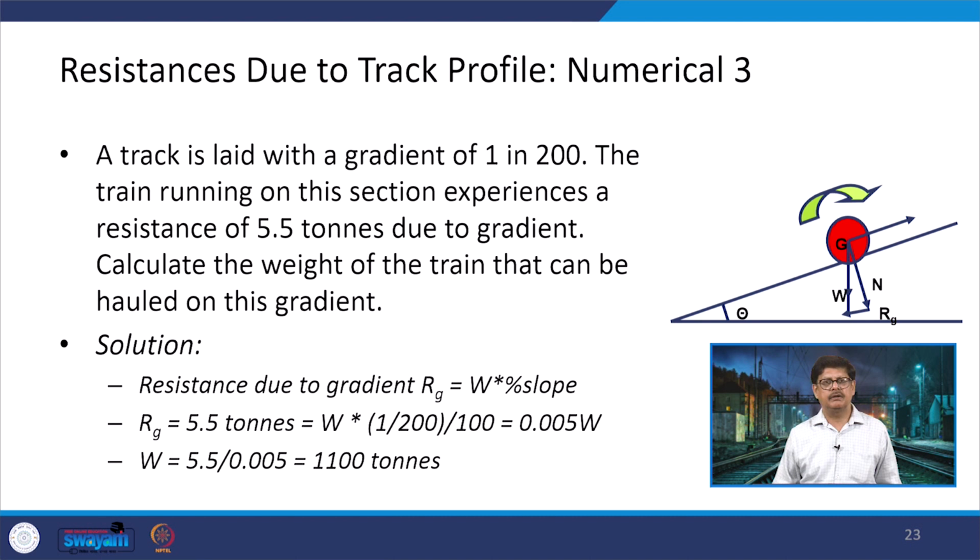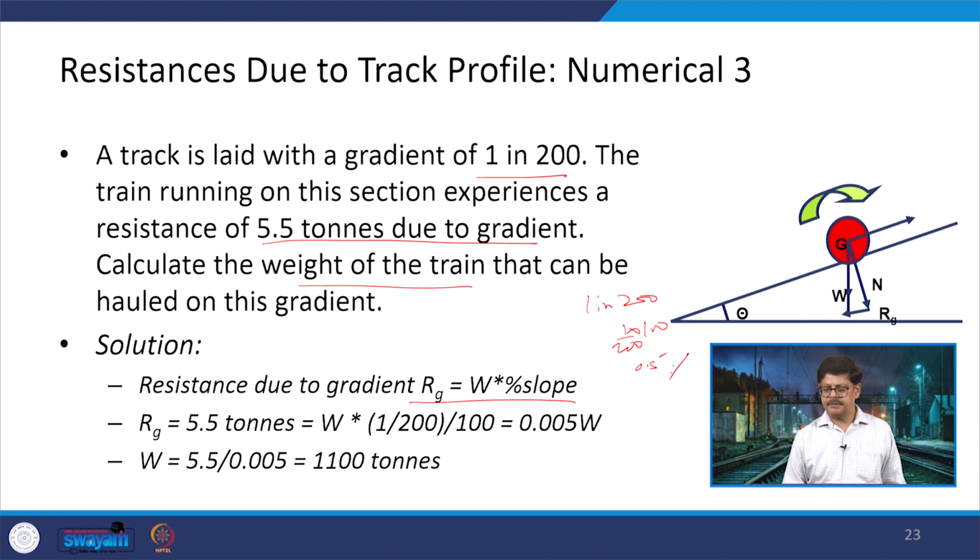So, let us look at a numerical on this. The track is laid with a gradient of 1 in 200 and the train is running on this section and experiences a resistance of 5.5 tons due to gradient. Gradient resistance is already given, and what we have to calculate is the weight of the train that can be hauled on this gradient. So, we have a formula: Rg is equal to W into percent slope. The percent slope can be found out because we have been given 1 in n. So, it is 1 in 200, so 1 by 200 is the value. If you talk in percent, it is multiplied by 100, so it is 0.5%.